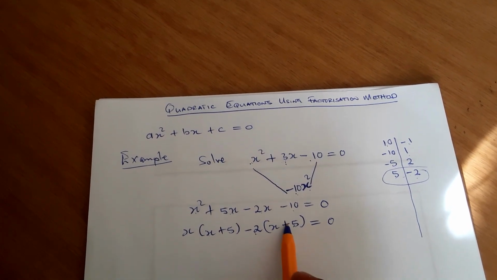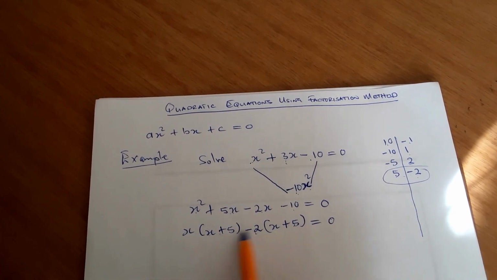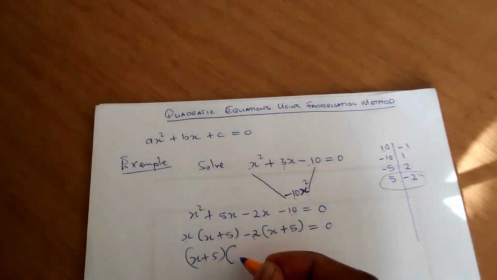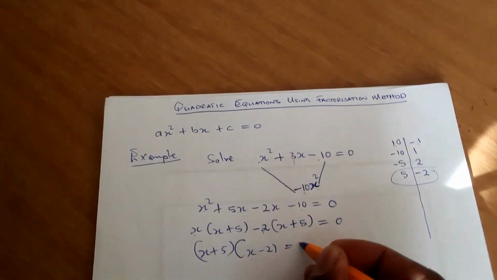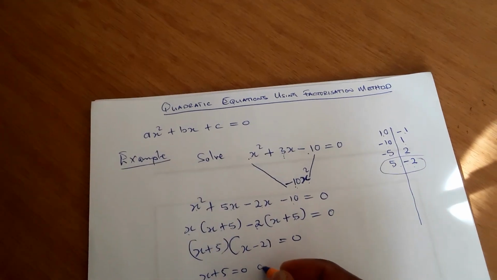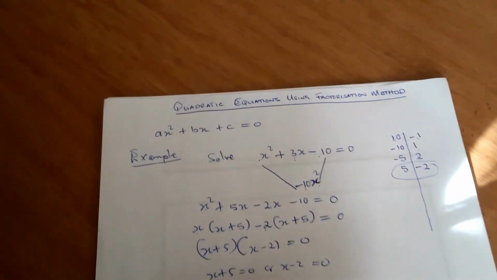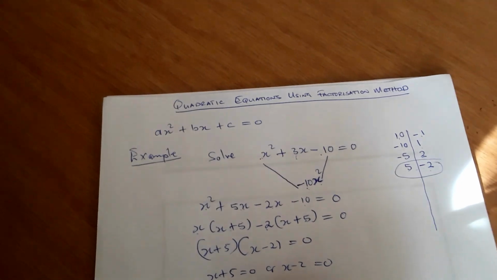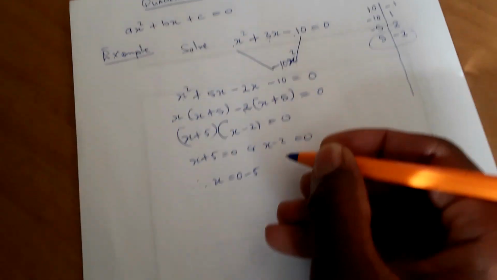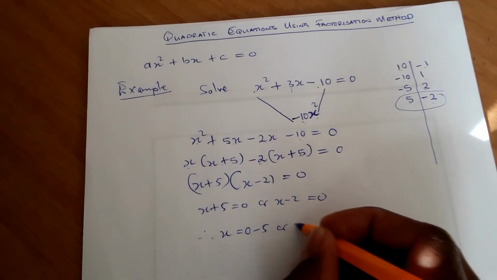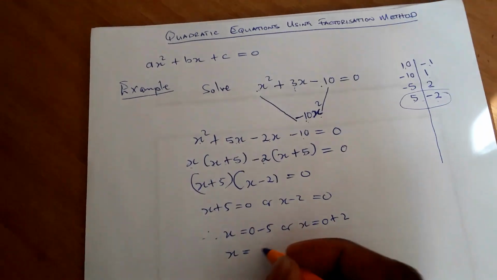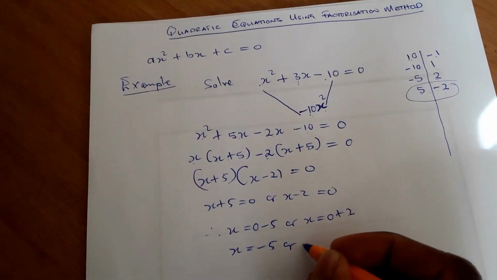Now this is similar, so we can factor out x plus 5. Then we will remain with x minus 2 is equal to 0. So this means x plus 5 is equal to 0, or x minus 2 is equal to 0. So therefore x is equal to, if this goes to this side, 0 minus 5, or x is equal to 0 plus 2. So therefore x is equal to minus 5 or 2.